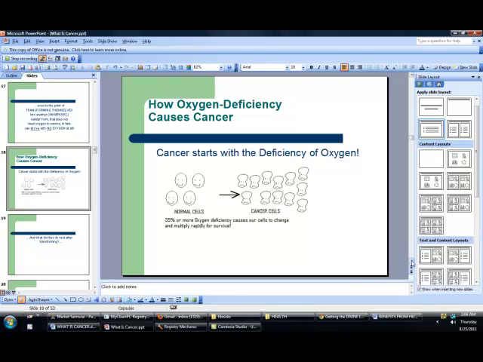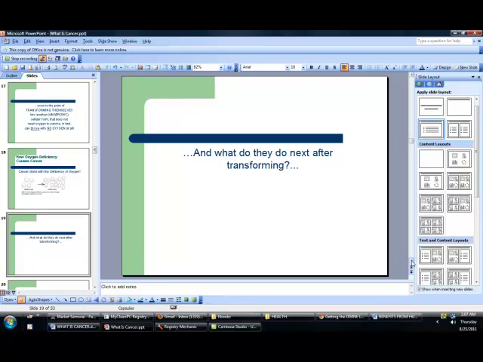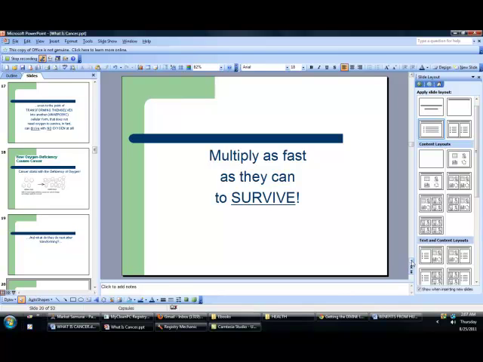So here we have a little diagram where we see the happy normal cells on the left, and they're little ovals, but once that oxygen level decreases by 35% or more, they transform themselves into the cancer cells, which are no longer oval shaped, and you can see that they're sad faces. And what do they do next after transforming? They multiply as fast as they can to survive.